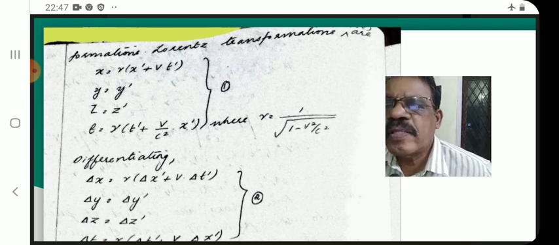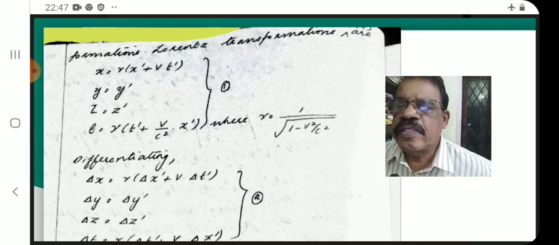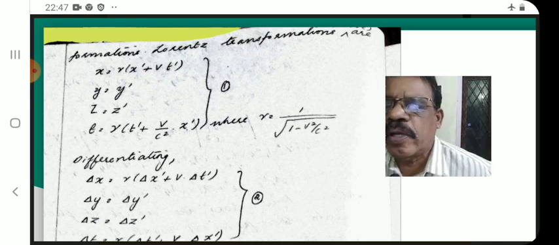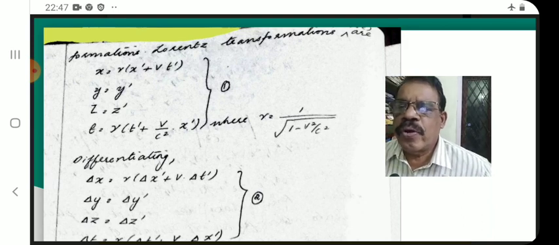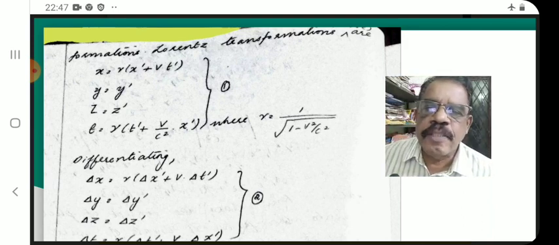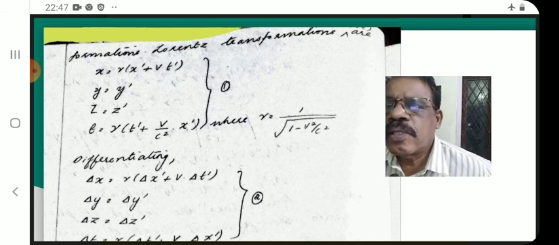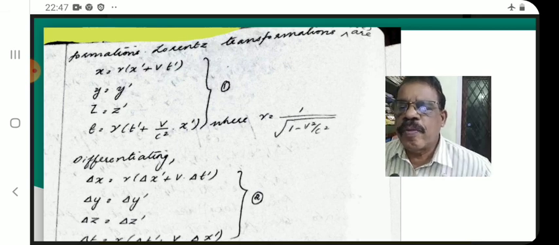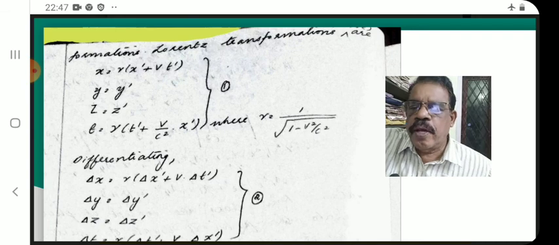The inverse Lorentz transformations are: x is equal to gamma into x dash plus v t dash, y is equal to y dash, z is equal to z dash, and t is equal to gamma into t dash plus v by c square x dash, where gamma is 1 by root of 1 minus v square by c square. So we can write the Lorentz transformations in this manner also.